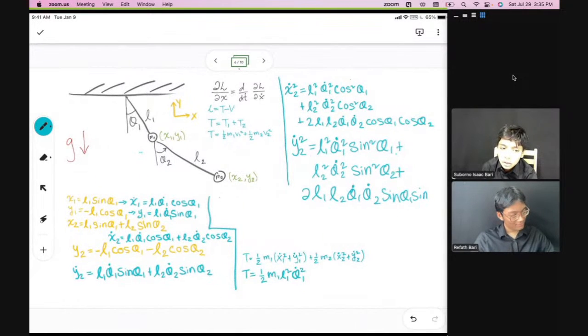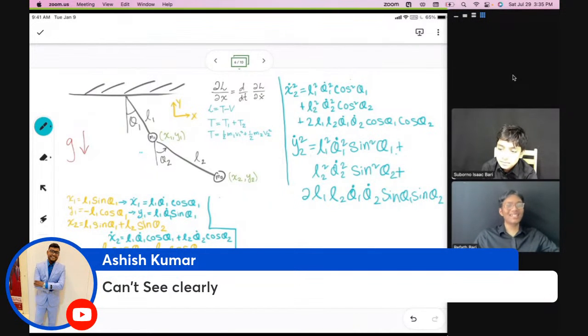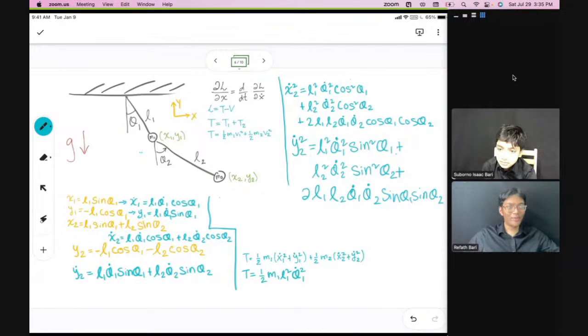So that's what all the kids said. Okay, Ashish Kumar says can't see clearly. Well, Ashish, I hope you can see clearly now. So now all we have to do is add these up.